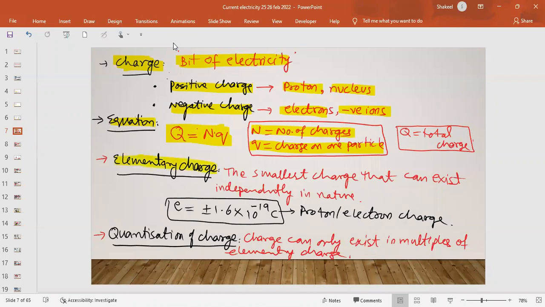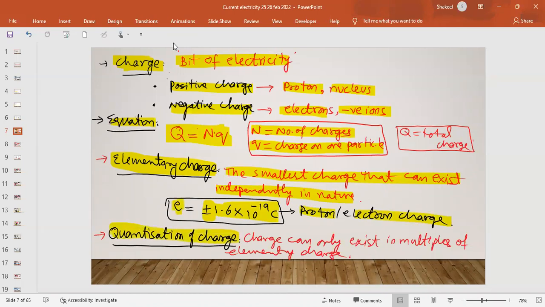Okay, this is important. What is elementary charge? Elementary charge is the smallest charge that can exist independently in nature. The smallest charge that can exist independently in nature, we call it elementary charge, the basic charge. The value of this charge is ±1.6 × 10^-19 coulomb, which is the proton or electron charge, and it is written as e.